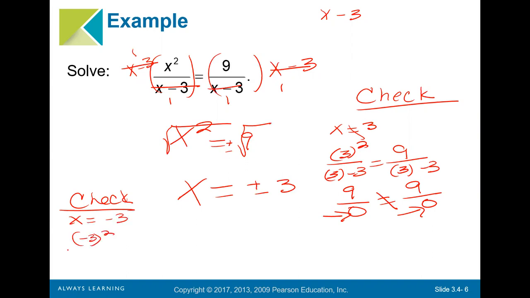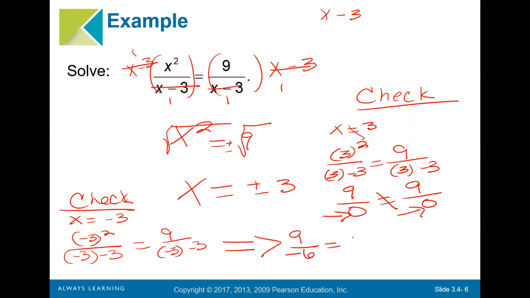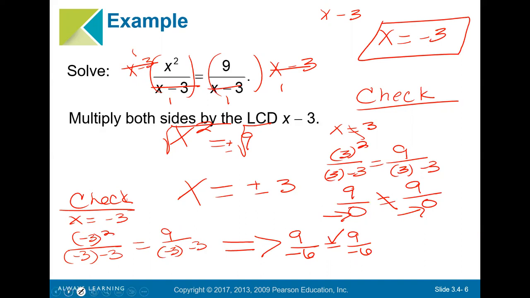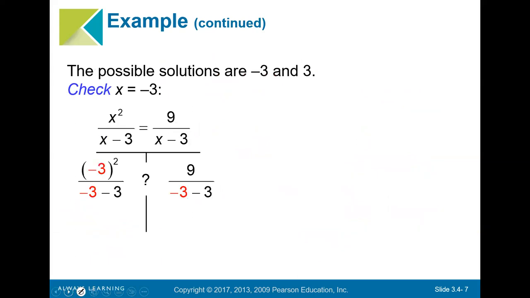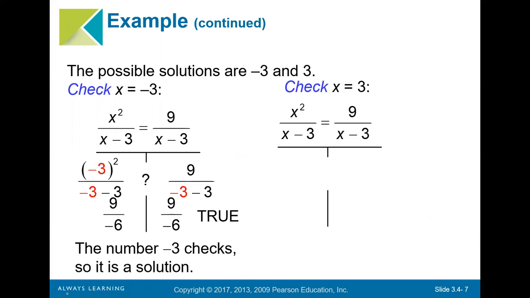So we're going to plug it in. Now I'm going to come over here and solve it. Negative 3 squared is a positive 9. Negative 3 minus 3 is a negative 6. And then the next side is 9, and then I got negative 3 minus 3, again negative 6. I don't have to go any further because 9 over negative 6 is equal to 9 over negative 6. So I'm going to say that x equals negative 3 is a true solution. You can check, follow these slides out if you want.